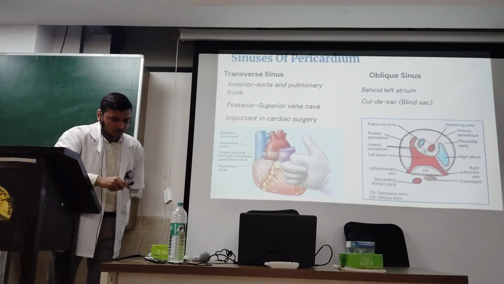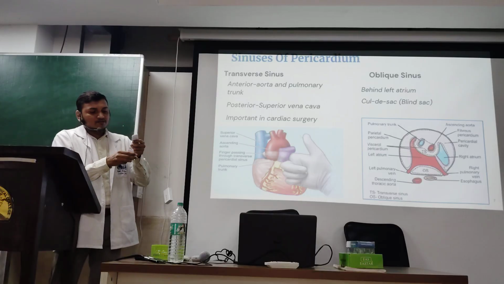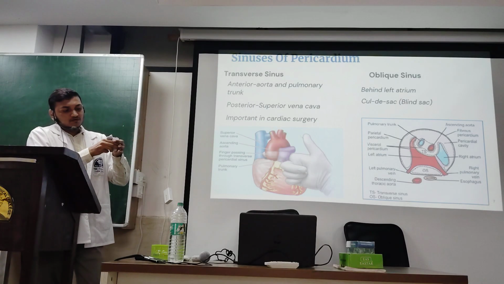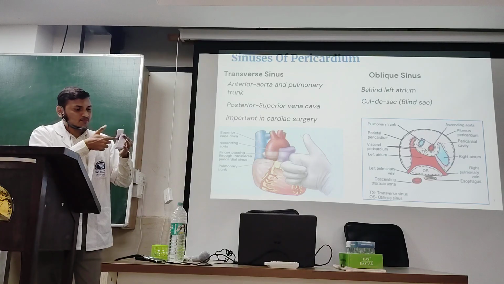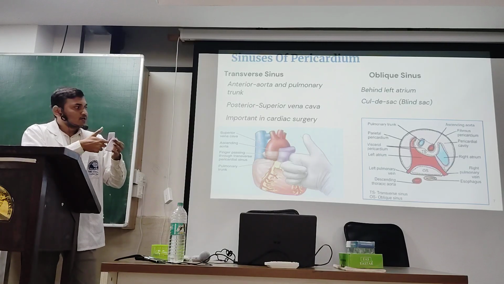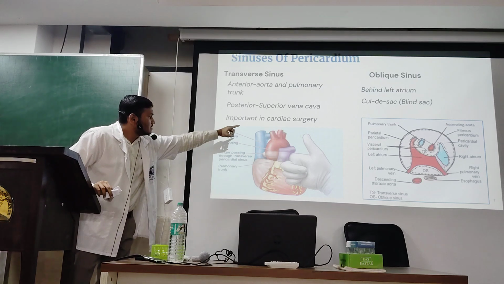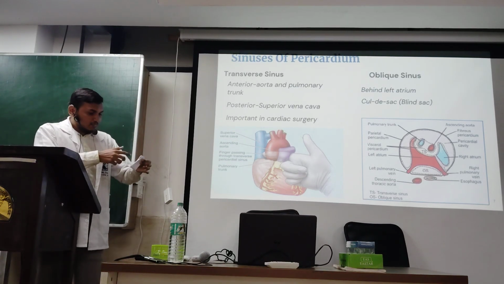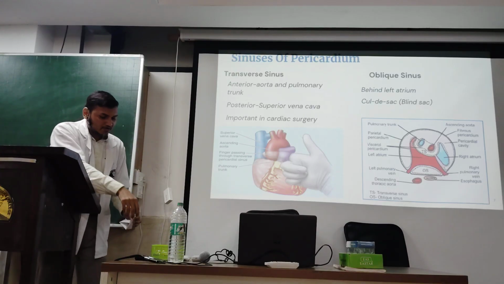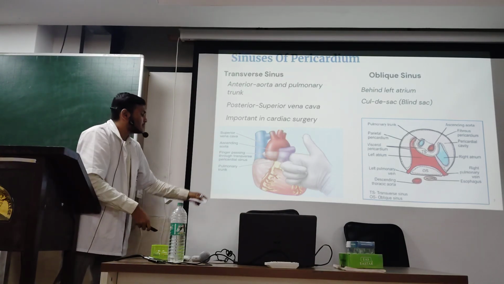So now let us talk about the sinuses of the pericardium. As I told you, this is the arterial end and this is the venous end, which coils like this, and here leaves a space. This is nothing but the transverse sinus. It has a surgical importance in cardiac surgery for the ligation of the great vessels. We can pass the finger and ligate the great vessels, which are the ascending aorta and pulmonary trunk.